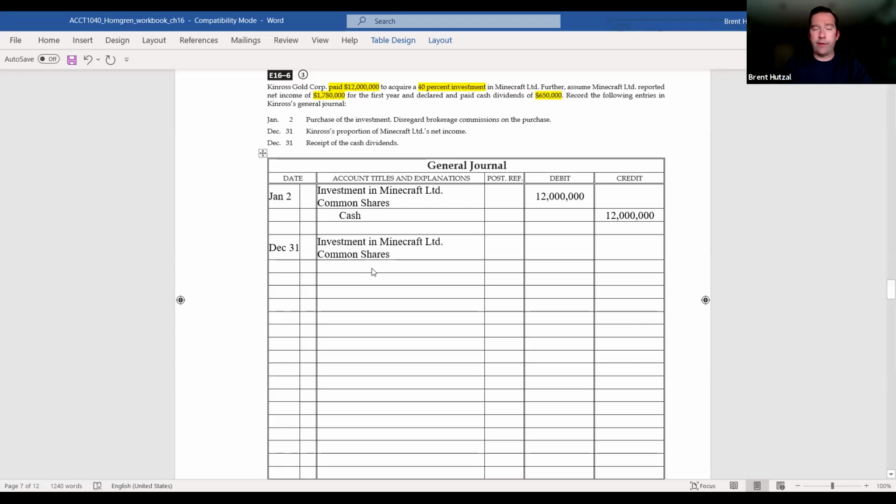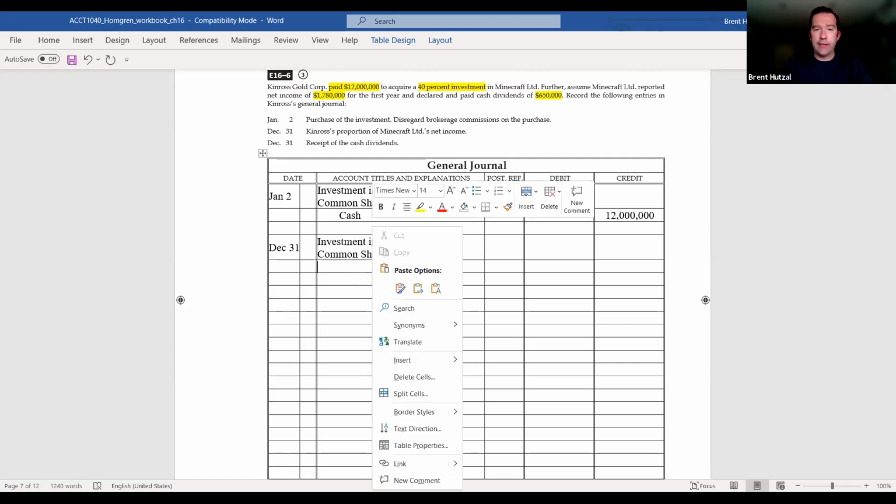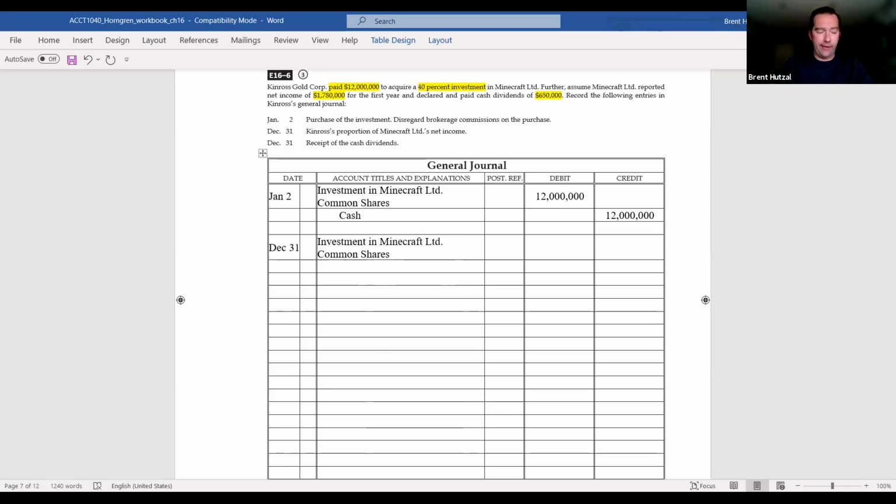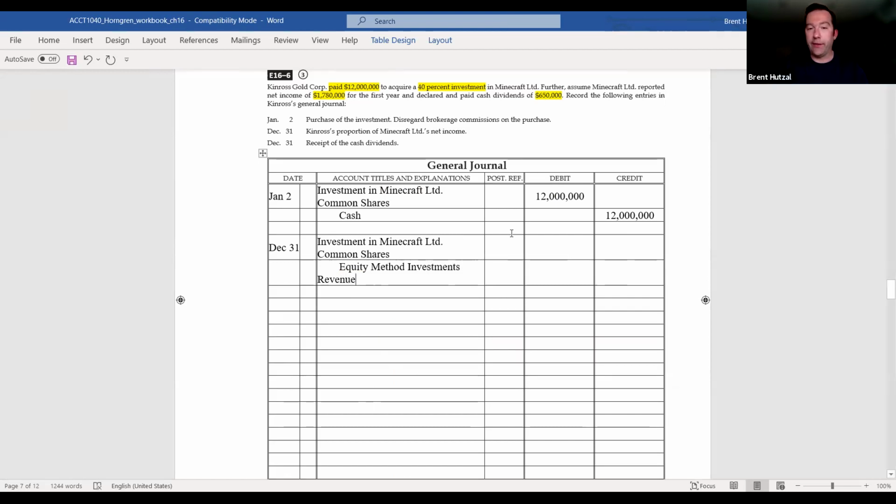Okay, and the account that we're going to credit, like we saw in the slides, is your equity method investment revenue. Okay, it's a revenue account, so we're going to credit that account. And what amount are we going to use? Well, we talked about how the total net income is $1,780,000. We're entitled to 40% of that.